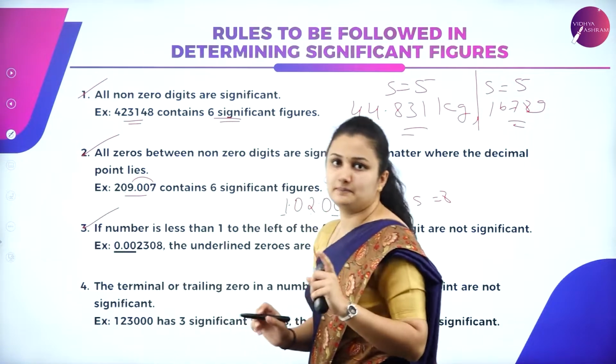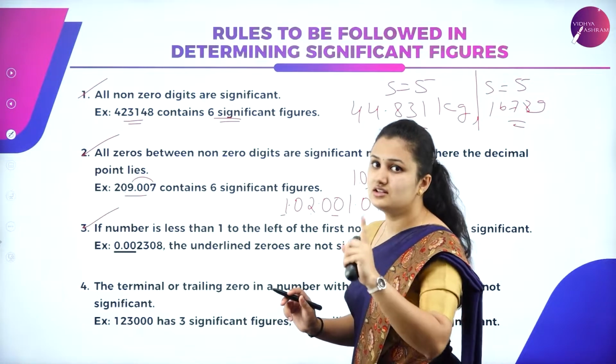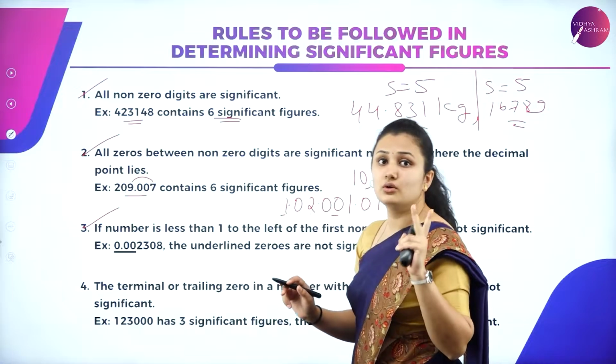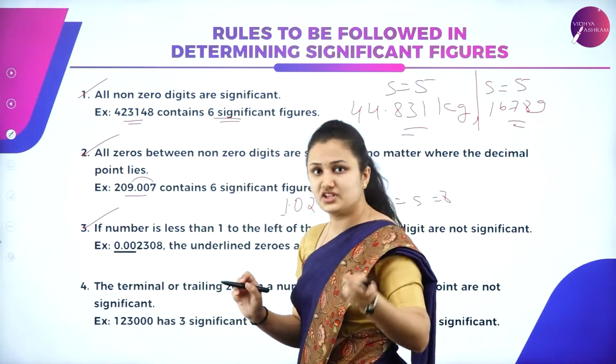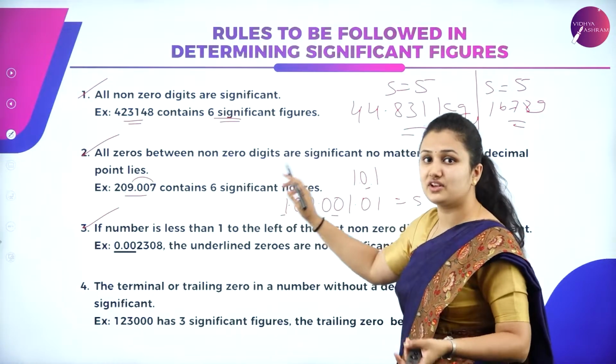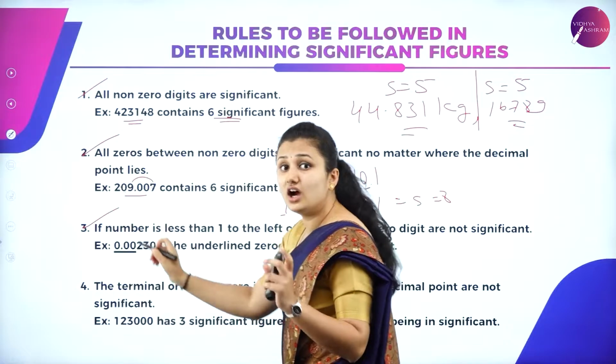Next is rule 3. Keep in mind what rule 1 is. All non-zero digits are significant. What is rule 2? All zeros between two non-zero digits are significant. So 0 has some significance in rule 2 wherever the decimal point is. What is the third rule?